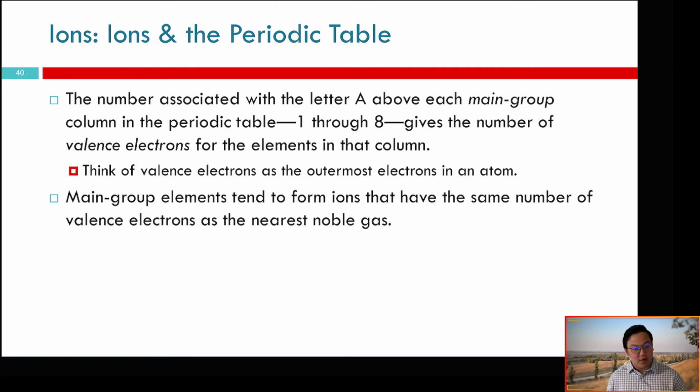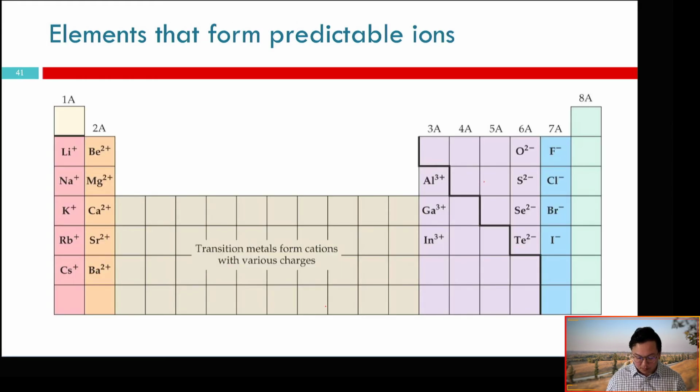Oh, I mentioned this already. The number associated with the letter A above each main group column in the periodic table, 1 through 8. So right, we have 1A, 2A, and there's also 3A through 8A on the right side, gives the number of valence electrons for the elements in that column. You could think of valence electrons as the outermost electrons in an atom. For example, main group elements tend to form ions that have the same number of valence electrons as the nearest noble gas. So these are the elements that form predictable ions.